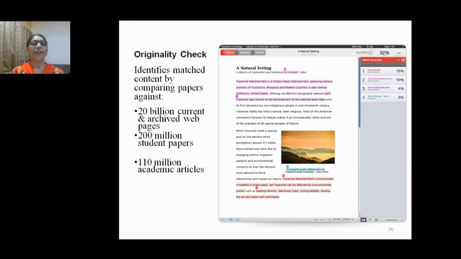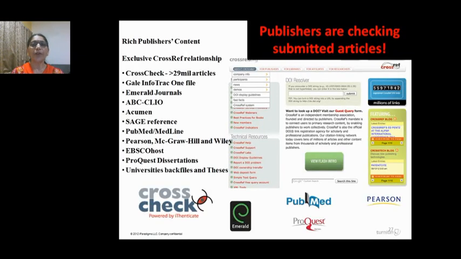You can see the originality check by using this Urkund software. All the colored material is identified by using various sources, and on the right side you can see what percentage has been identified from these sources. All the matching content is displayed on the screen in the report generated by Urkund.